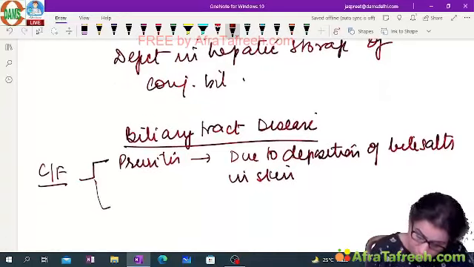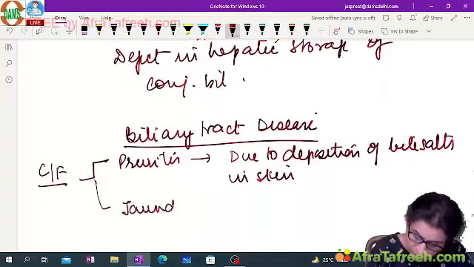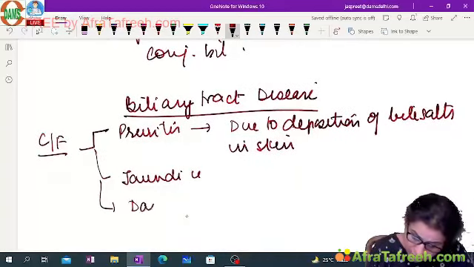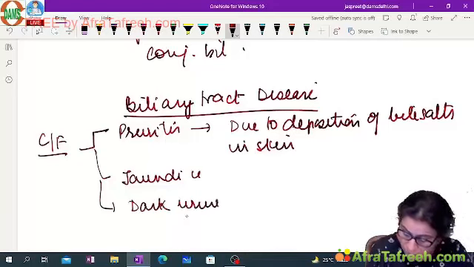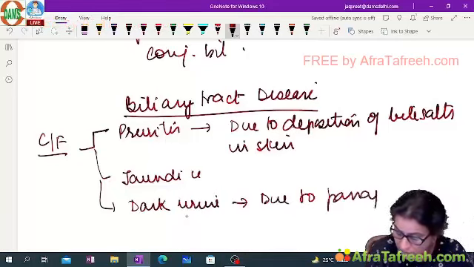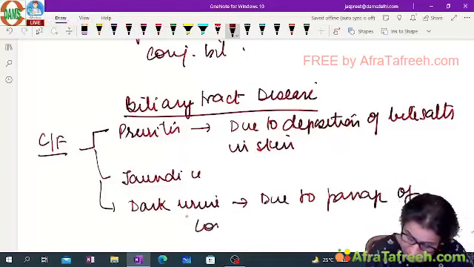Second, there is jaundice. So the patient will present with jaundice. Third, dark urine. Why? Due to passage of conjugated bilirubin in the urine.